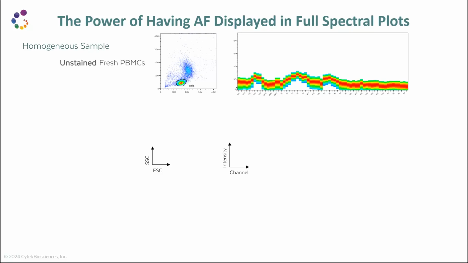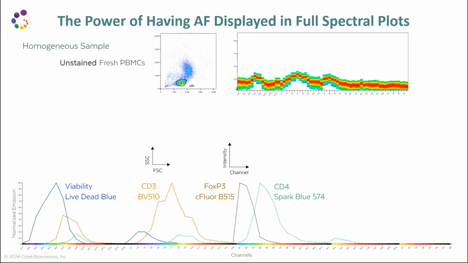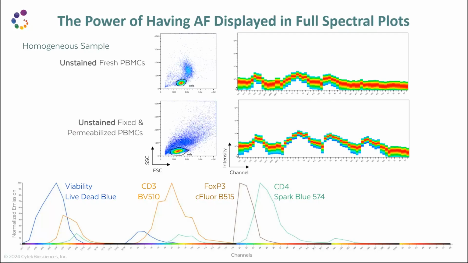But let's say that now you decide to define your assay, a simple assay. You want to measure viability, and out of viable cells, CD3, FOXP3, and CD4. Now that FOXP3 is added, you need to change the way the cells are stained. You need to permeabilize them to access the FOXP3 intracellular target. And if I now show you how unstained cells that went through that process of fixation and permeabilization look from the scatter plot, you see how different things are now.